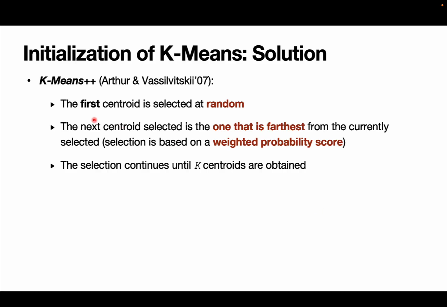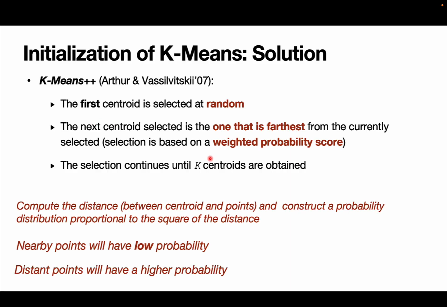The first centroid is selected at random as before, but the next centroid is selected from one of the farthest points from the currently selected centroid. To achieve this goal, it computes a weighted probability score based on the squared distance between the first centroid and all of the other points. In other words, it tries to assign low probability to nearby points and higher probability to distant points.